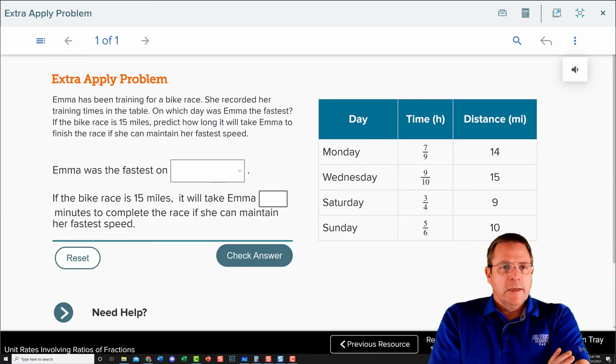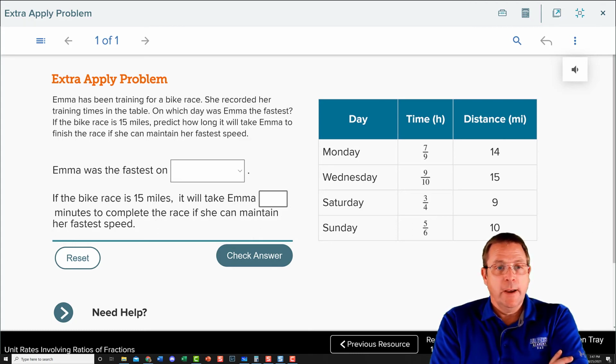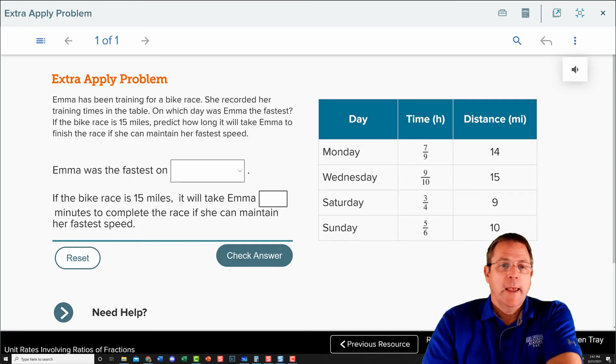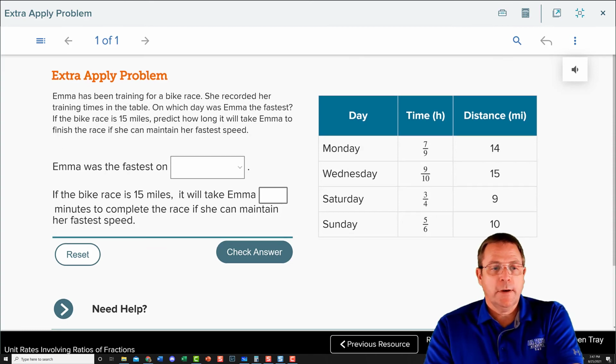We are on our last problem, and boy is it a doozy. It is very similar to the last one, where you're going to have to calculate what day Emma drove her bike the fastest on, and if she was able to ride her bike at that fastest speed for 15 miles, how long in minutes will it take her to complete the race. So pause the recording and figure this one out. Be careful, hint hint, it's in minutes for that other answer.